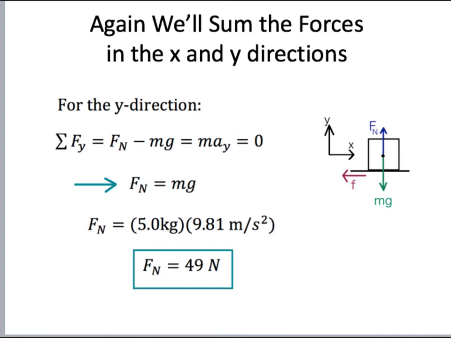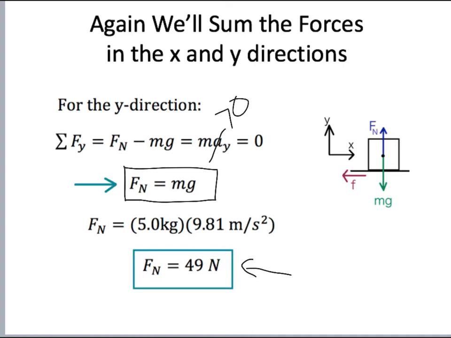So let's do this. The sum of the forces in the y direction, positive Fn, negative mg, equals ma. And so that's a sub y is equal to 0. It's not leaping off the ground. And that tells us that the normal force is just equal to the weight mg. We can plug in numbers, and we have the normal force is 49 newtons.